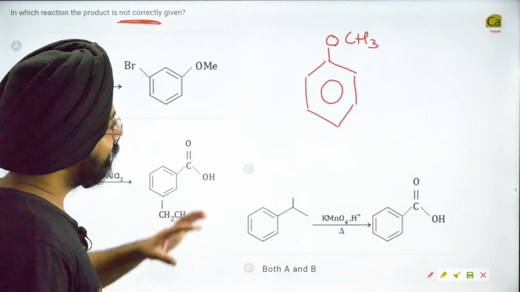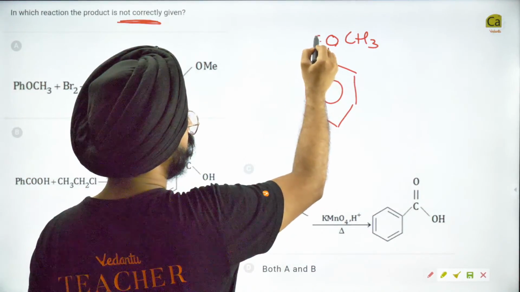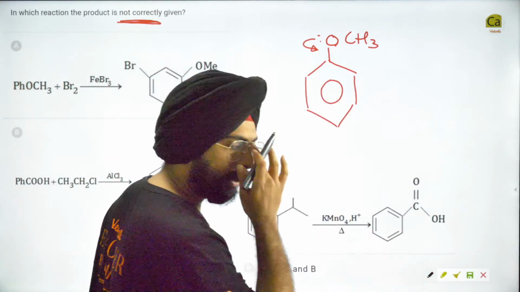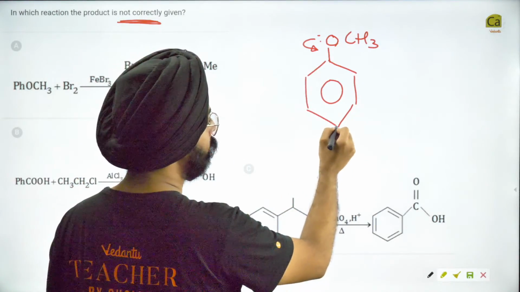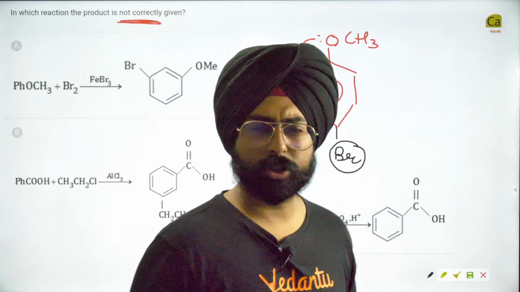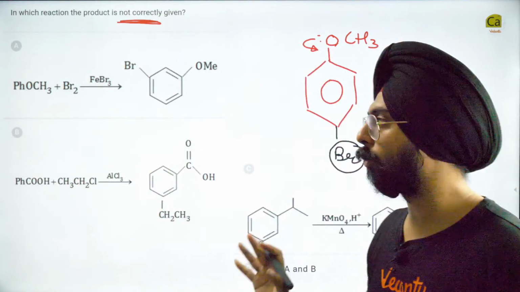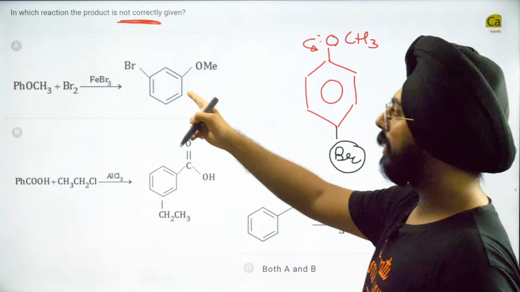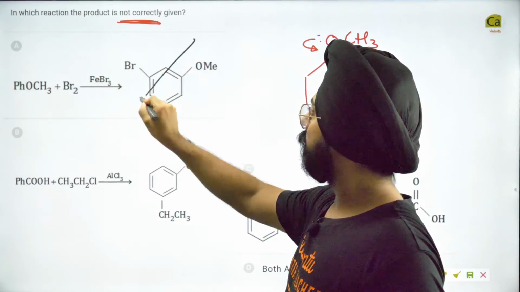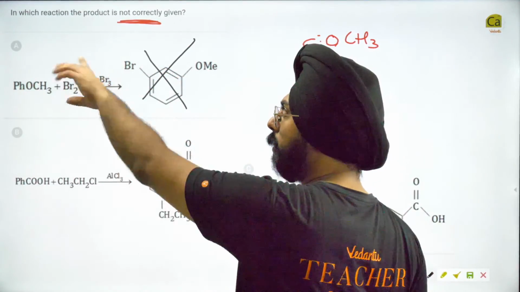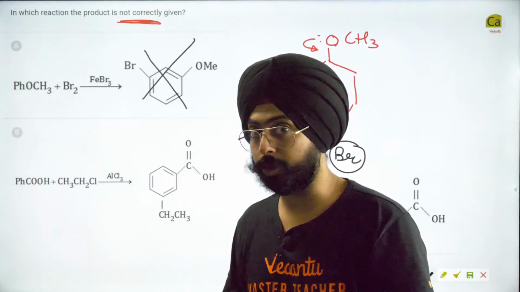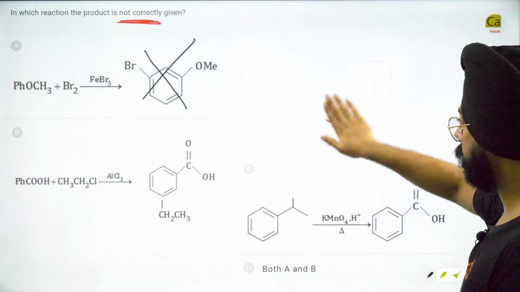Now my dear friends, this is activating, ortho para directing. So if I react it with bromine in electrophilic aromatic substitution, I will get a para substituted product. Ortho is not possible because of steric hindrance. Para substituted product is the major product. This one is a meta product. Do you see? OCH3 is meta to the bromine. This is not correct. Option A is not correct. But as I told you, in NEET you have to read all the options. So let's look at the second option.